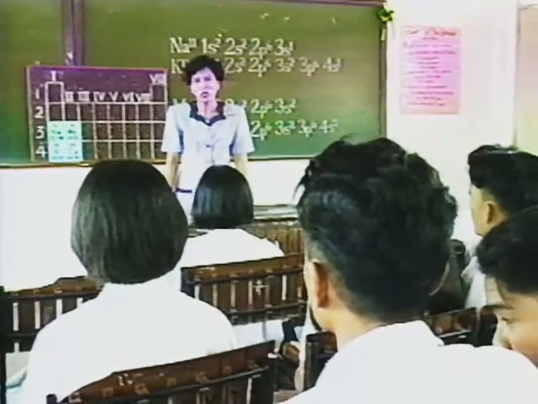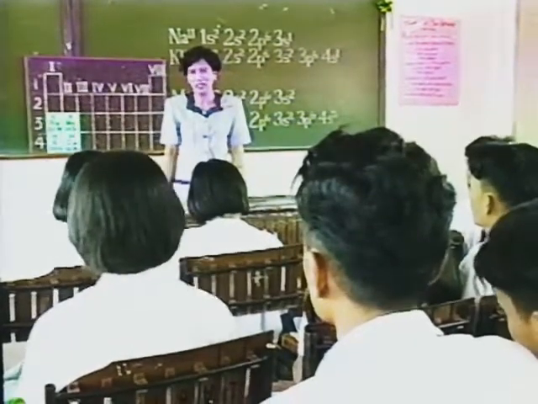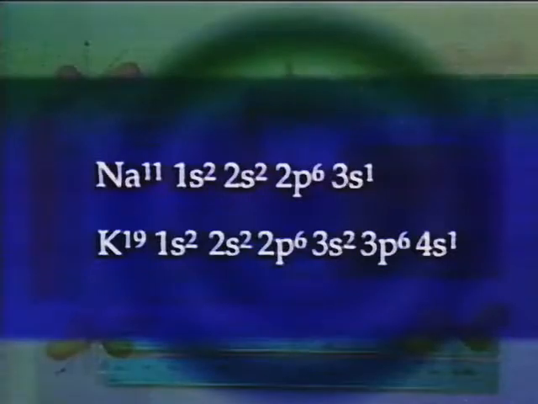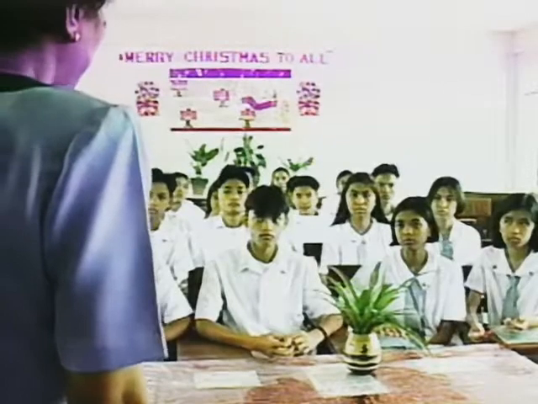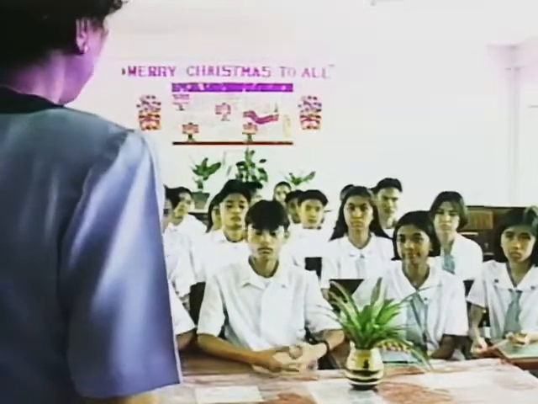Right. What will tell you the group number of the elements? Michelle? Sodium has 1 electron in the 3s orbital, while potassium has 1 electron in the 4s orbital. They both belong to group 1A. Okay. The number of the valence electrons gives you the group number of the elements.